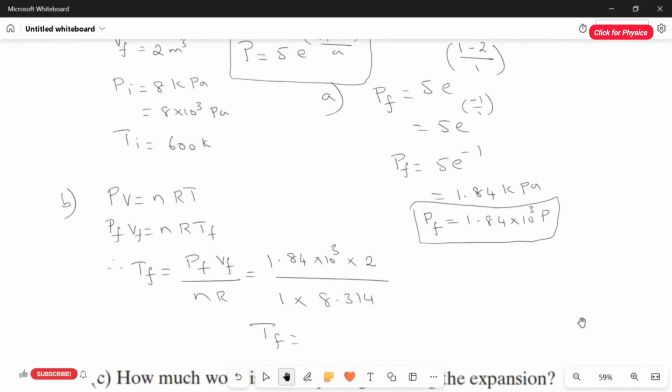So 1.84 times 10 power 3 multiplied by 2, divided by 1 multiplied by 8.314. We got the answer as 442.6 Kelvin. So this is the answer for part B. Clear?